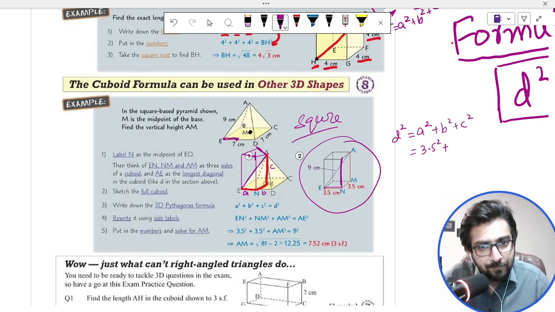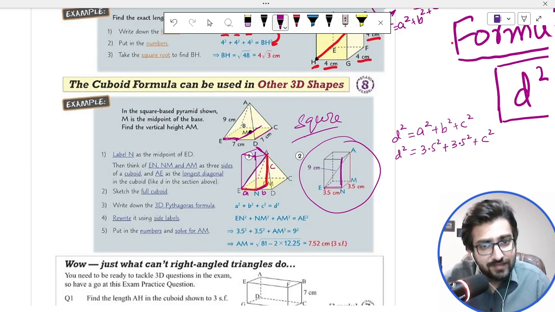Now what is B? The total line is 7, so this line is also 7, which passes through the midpoint, which is M. So half of that would also be 3.5. So B is also 3.5. And C is AM, which we want to find out, C square.